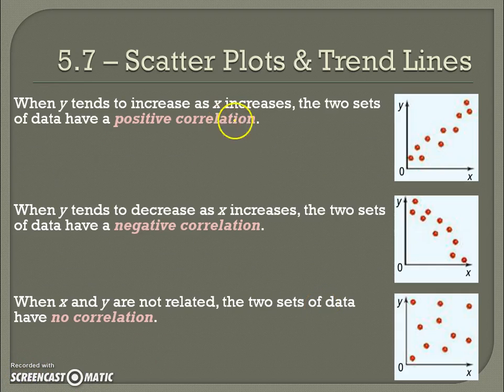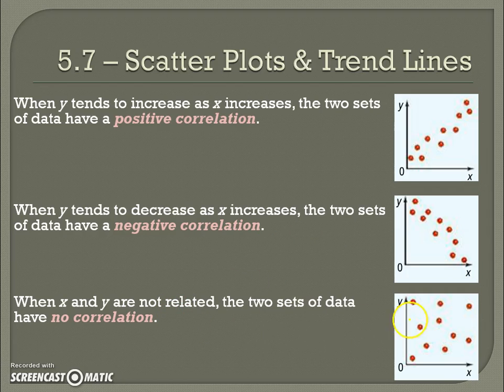When y tends to increase as x increases, the two sets of data have what's called a positive correlation. As one value goes up, as y goes up, as x goes up, if they are both going up and it looks in this direction, that's called a positive correlation. When y tends to decrease as x increases, so as x value goes up, this y value is going down, that's called a negative correlation, which is like slope, right? Positive slope as you read left to right goes uphill. Negative slope as you read left to right goes downhill. So this should be somewhat intuitive for you.